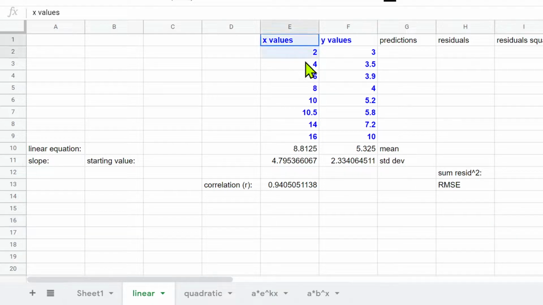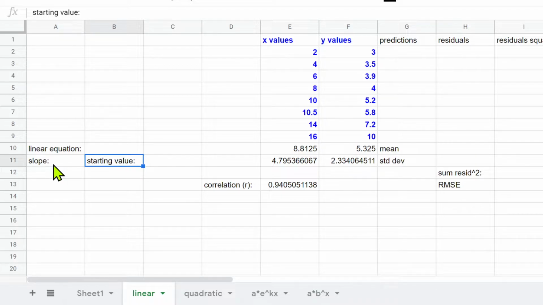What I have right here in blue is a simple xy table data set. And when you calculate the RMSE, the main thing that you're first producing is an equation. So over here, we'll produce the linear equation. And to produce the linear equation, we of course need a slope and a starting value.